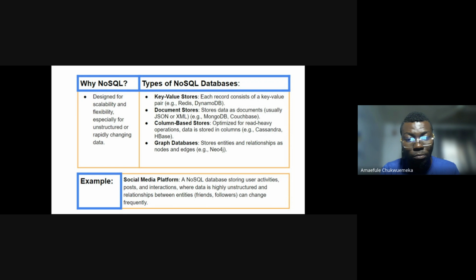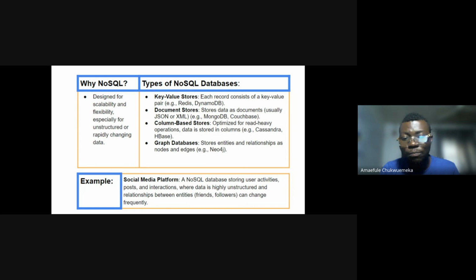So Neo4j will be your guy. I'm just talking about some of the DBMS, that's database management systems, that can leverage the nature of the data. So the nature of the data will determine the kind of database to choose. That's very, very important.